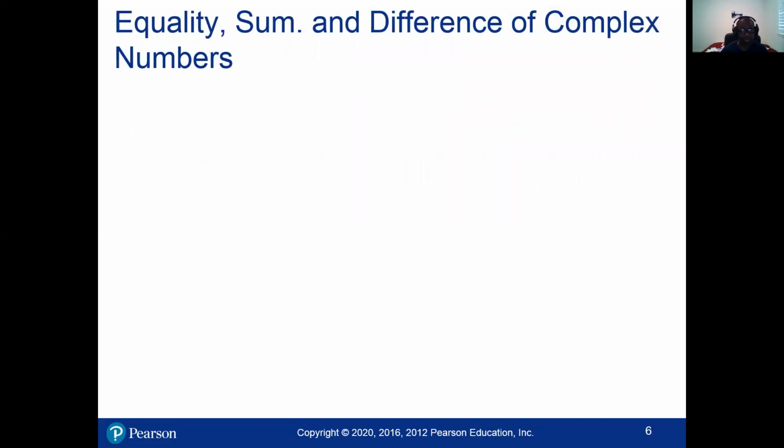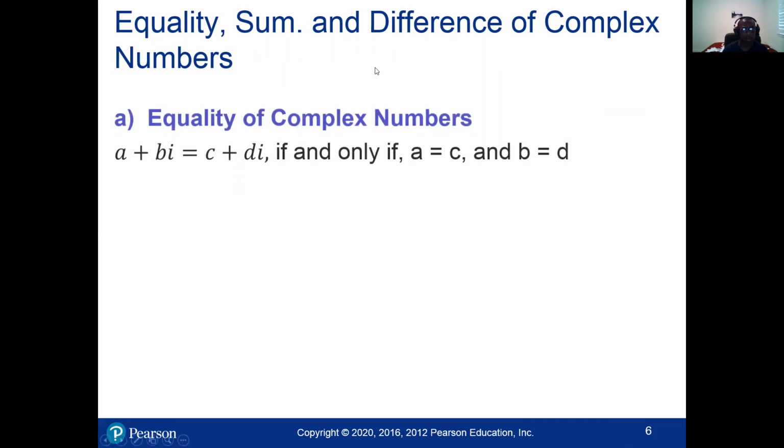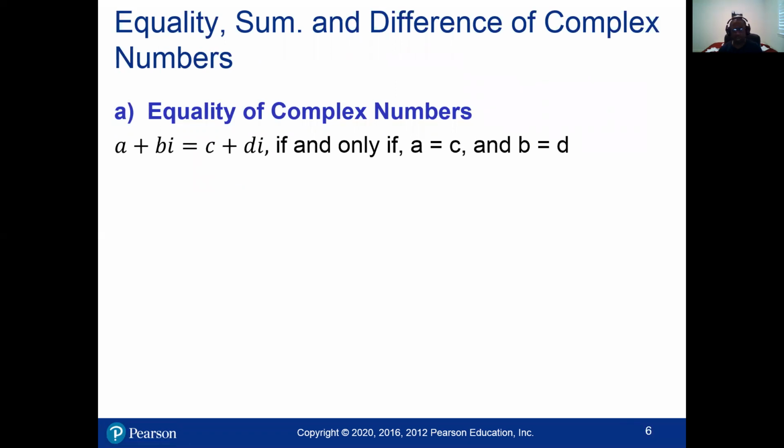So there are certain properties. First, we'll look at the equality, the sum, and the difference of complex numbers. Here are the definitions. Equality of complex numbers: if a plus bi is equal to c plus di, this is true if and only if a is equal to c, and b is equal to d, as we have here.